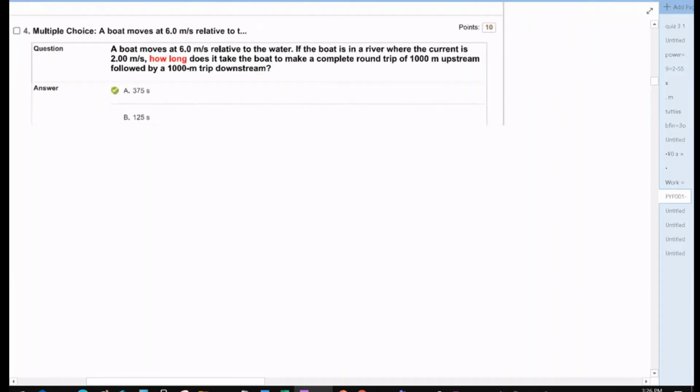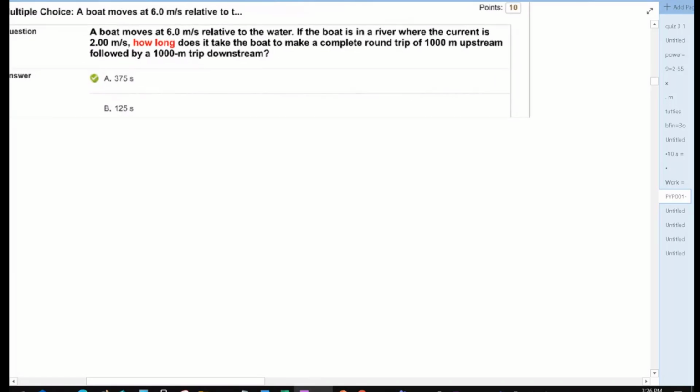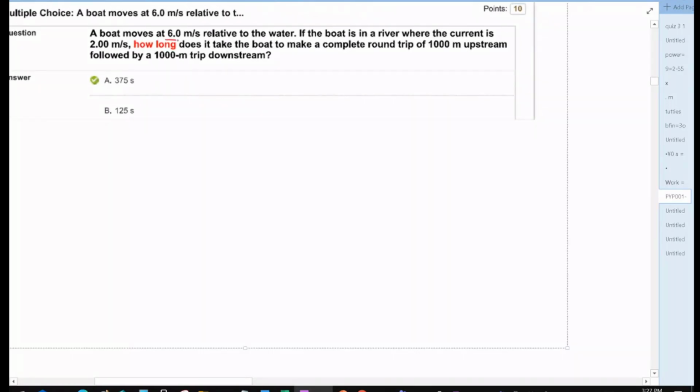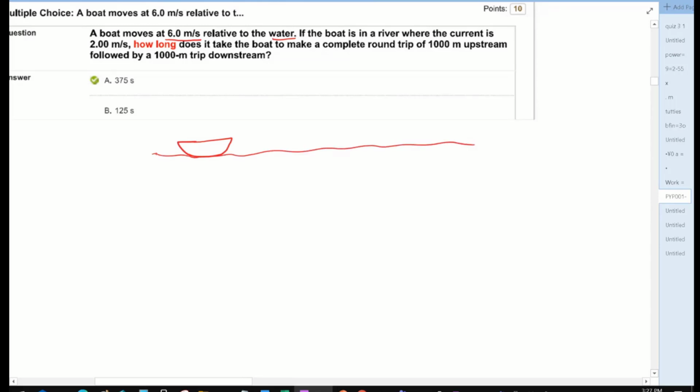Let's see something else. A boat moves 6 meters per second relative to the water. So this is not the real speed. This is relative to water. So a boat moves in the water with a speed v boat relative to water equals 6. Okay.